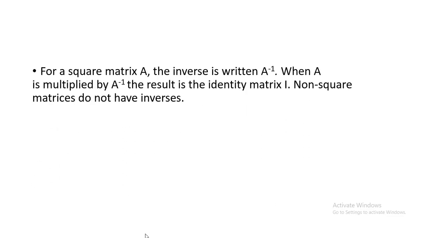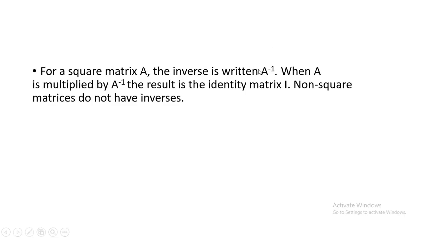inverse of a matrix. Okay. Now for a square matrix A, the inverse is written as A inverse, where A multiplied by A inverse gives the identity matrix. Non-square matrices do not have inverses. Inverses are only calculated for a square matrix, not for a non-square matrix. A non-square matrix means a rectangular matrix. A square matrix is one that has the same number of rows and columns.